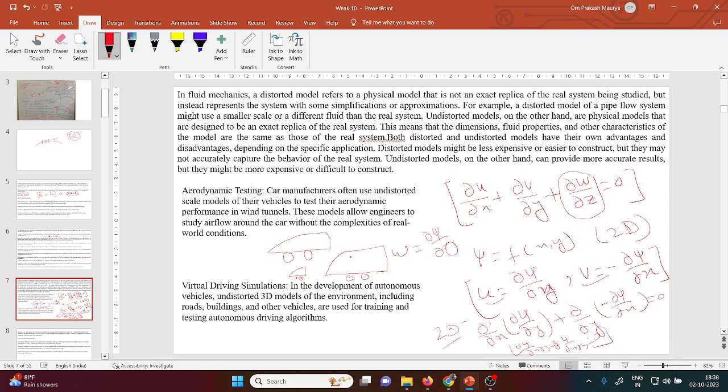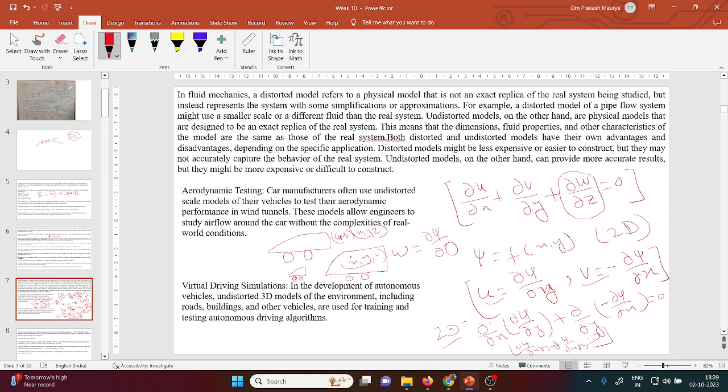If you are going to experiment on the similar thing, whatever the car is, the dimension, let's say x y z, here also the dimension is x y z. There is no change in that dimension. This is the undistorted case. In the undistorted case, the same replica should be there of whatever product you are going to make. But in the distorted model, your dimension should be less. So this is the meaning of the distorted and the undistorted model.